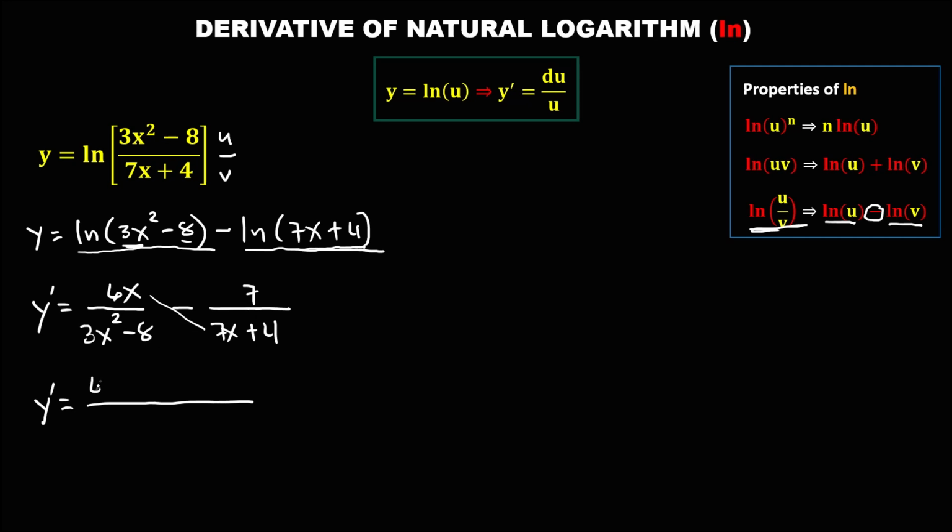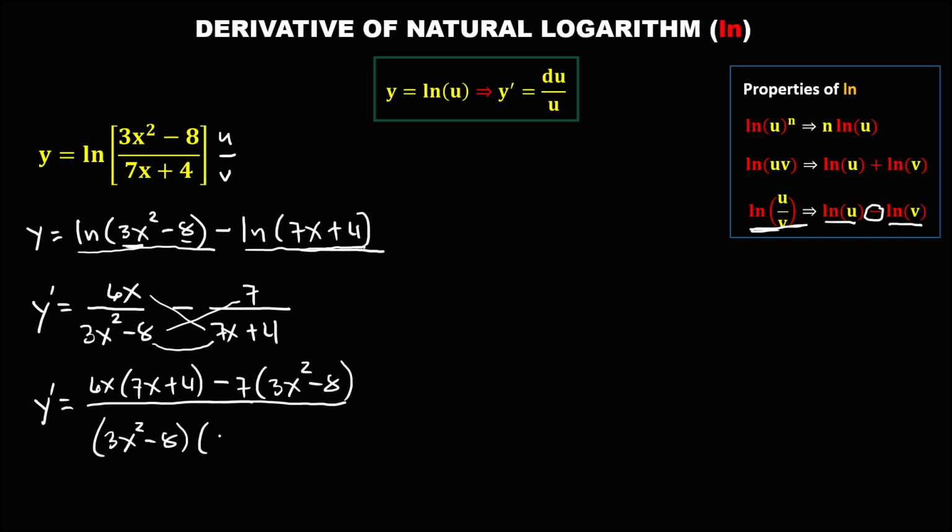Then again, to write this equation in a single fraction, using the crisscross multiplication, so multiply, this becomes 6x times 7x plus 4, then minus, multiply, this one is 7 times 3x squared minus 8, then multiply the two denominators. So 3x squared minus 8 times 7x plus 4.